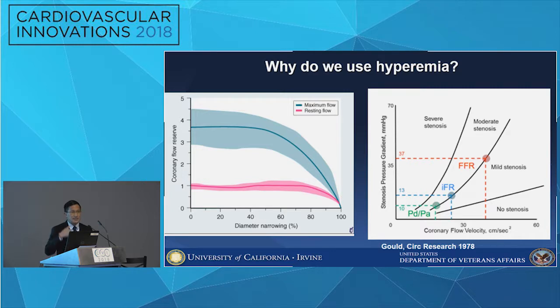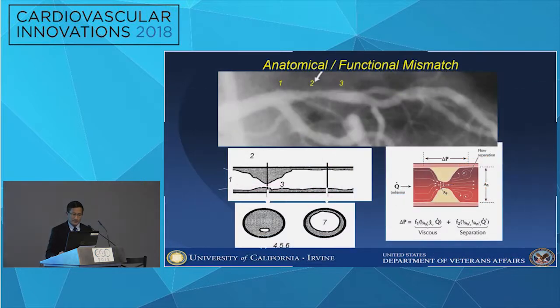This can have an impact if your precision on measurement is limited. Why do we use physiology at all? We of course know about the anatomical functional mismatch, things that we see that look tight in this case, or look intermediate in this case. What looks like a hazy lesion of 70% may actually have more or less physiologic import than we might think, because of entrance angle, exit angle issues, as well as flow separation. How big is the distal artery? So there's many factors hemodynamically for why this would be more or less stenotic than you actually think.